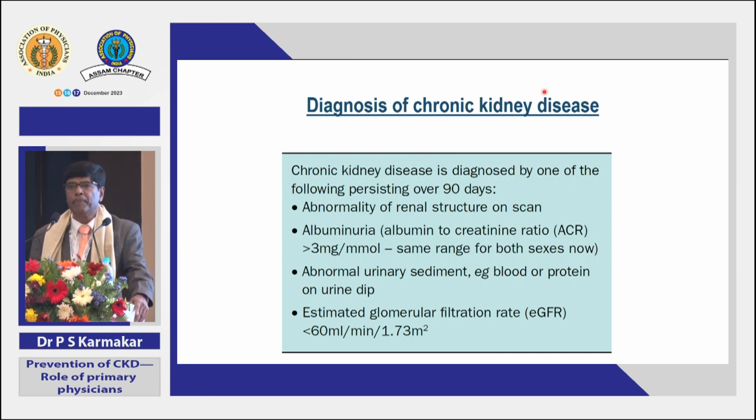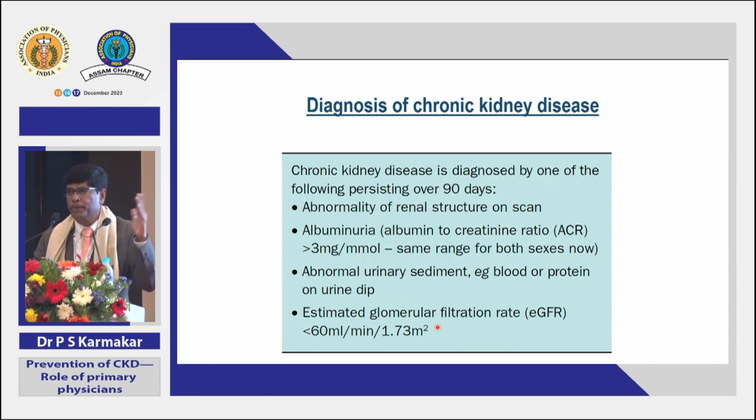So when do we call a patient as having CKD? There are criteria according to KDIGO. Chronic kidney disease is diagnosed by one of the following persistent criteria over 90 days, that is, if it persists more than 3 months: abnormality of renal structure on scan, albuminuria, that is albumin creatinine ratio ACR more than 3 milligram per millimole, that means 30 milligram per gram of creatinine, same range in both sexes, or abnormal urinary active sediment in the form of blood and protein on urine dipstick test, and estimated glomerular filtration rate less than 60 milliliter per minute per 1.73 square meter of body surface. If one of those criteria persists for more than 3 months, we call the patient as having CKD.